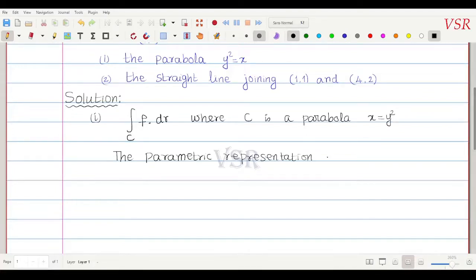So the parametric representation of C is given by: if we give t for y, then x is t square. So x of t is equal to t square and y of t is equal to t, where t varies from 1 to 2. When t equals 1 this is (1, 1), and when t is 2 it is (4, 2). So t varies from 1 to 2.